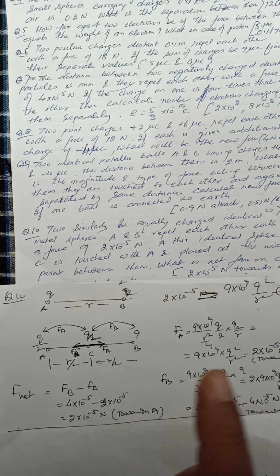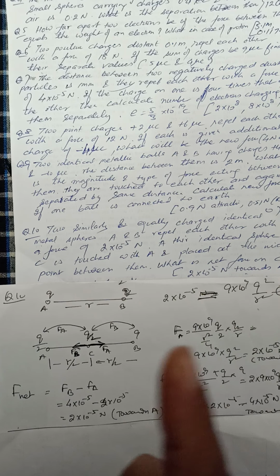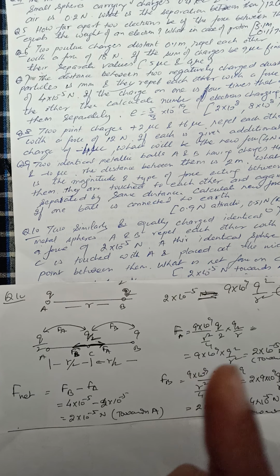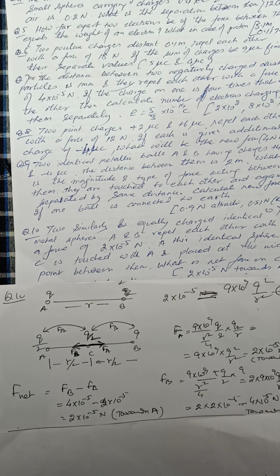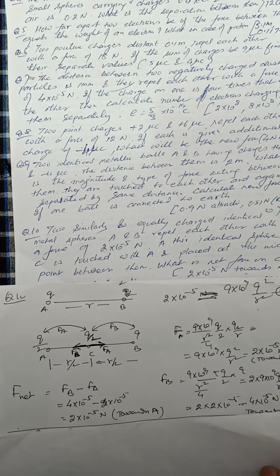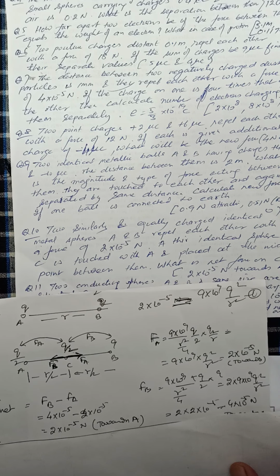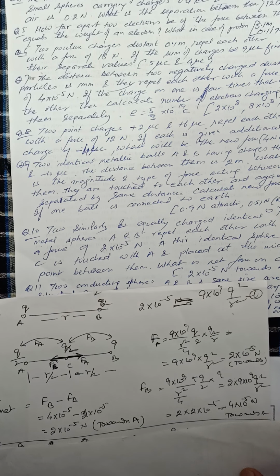square. And the value of this whole term is given in question number 1, which is 2 × 10^-5, equation number 1, 2 × 10^-5 Newton. So force due to A becomes 2 × 10^-5 Newton, and the direction is towards B.